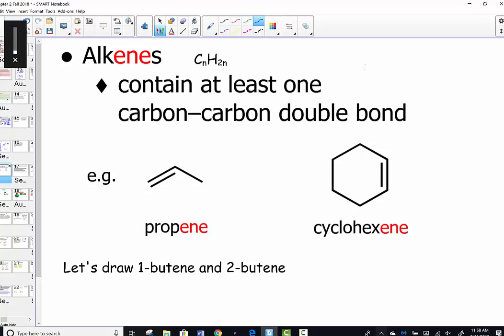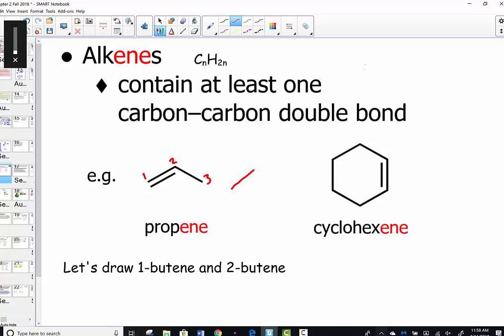So for example, on this structure of 3 carbons, I see a double bond between carbon 1 and carbon 2. We call that propene. Previously, we would have said propane had it all been single bonds. Now I can say propene because I'm introducing a double bond.